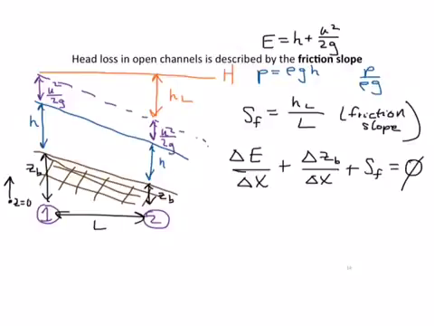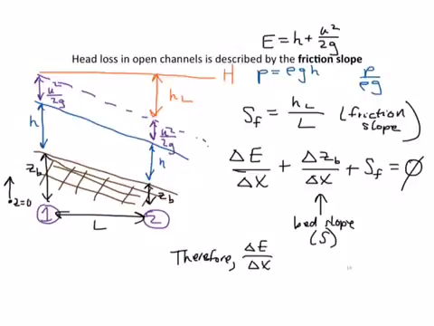Okay? So this term that we have right here is just equal to the bed slope, which is often abbreviated in hydrology with a capital S. So therefore, the change in specific energy per length of stream is just equal to the bed slope minus the friction slope. This should be a minus S up here.